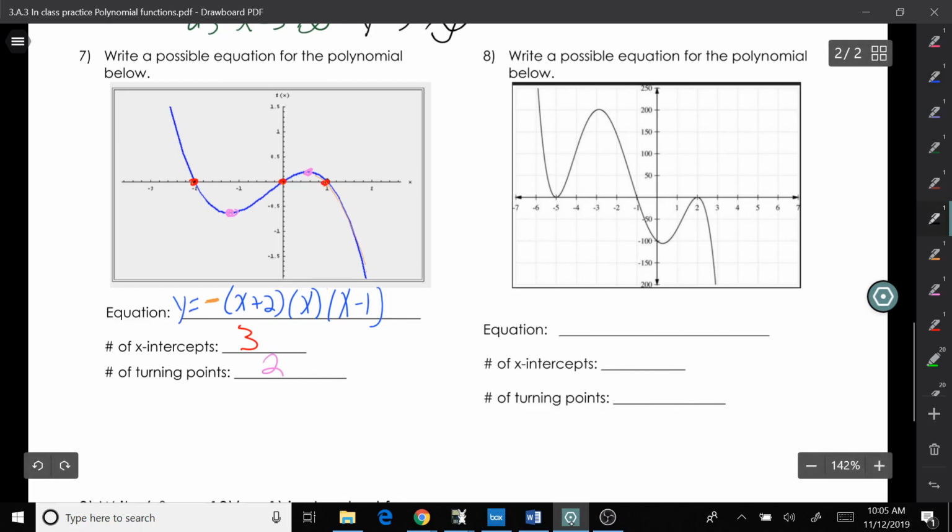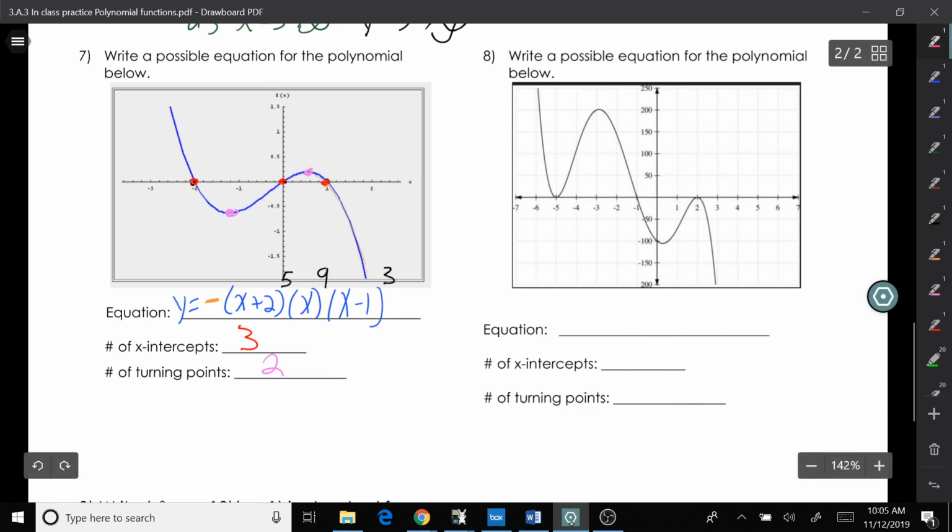You could have odd exponents up here because our graph crosses at these x-intercepts. So if you had, like, x minus 1 to the third power, that would still be a correct answer. Or x plus 2 to the fifth power, and then x to the ninth. That would still be a correct answer for this question because all of these exponents are odd. So again, there's more than one right answer.